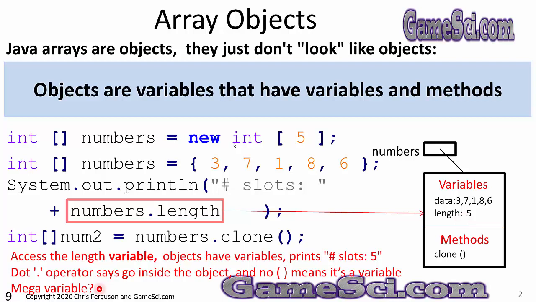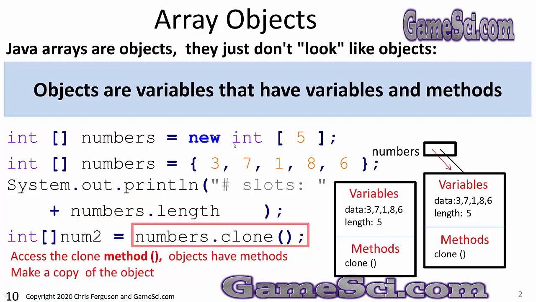Sometimes I think of objects as mega variables. It's a variable that can have multiple variables inside of it. There's a big difference in what we're doing here. See that parentheses right there? That applies to the print line. That goes with that. It has nothing to do with length. If you see the dot operator followed by something without parentheses, you are accessing a variable in the object.